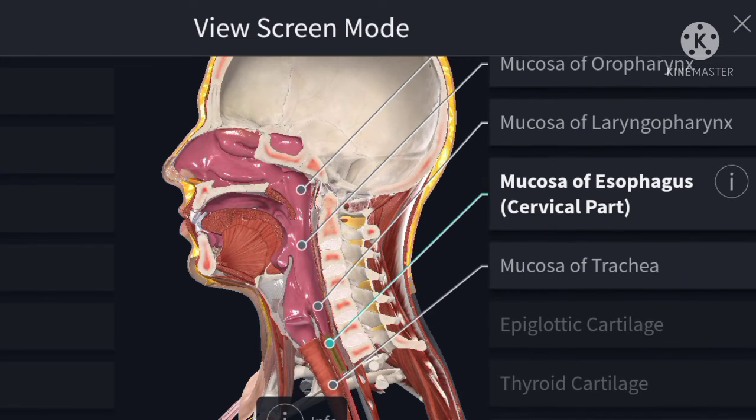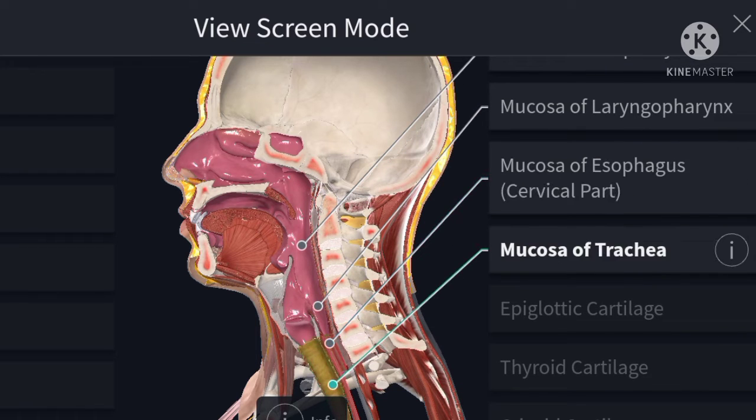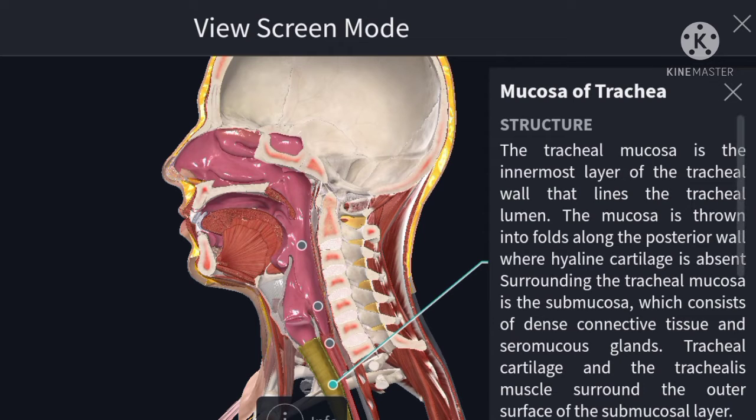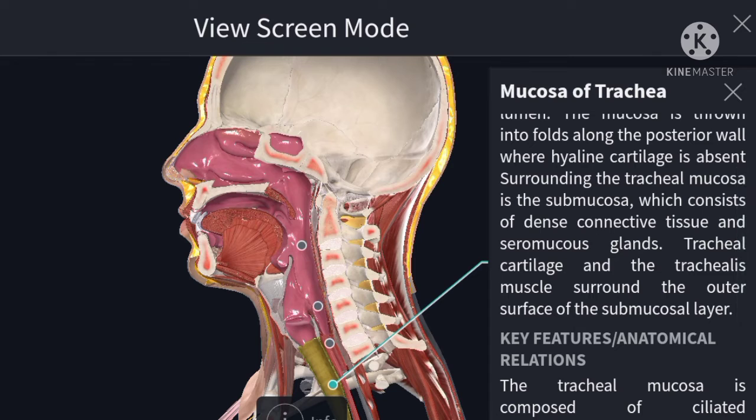Now we will see the mucosa of the trachea. The tracheal mucosa is the innermost layer of the tracheal wall, as you already know, that lines the tracheal lumen. The mucosa is thrown into folds along the posterior wall where hyaline cartilage is absent. Surrounding the tracheal mucosa is the submucosa, which consists of dense connective tissue and mucous glands. Tracheal cartilage and the trachealis muscle surround the outer surface of the submucosal layer.